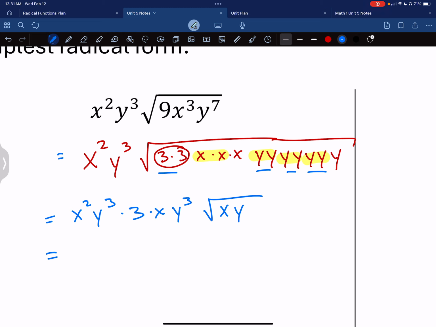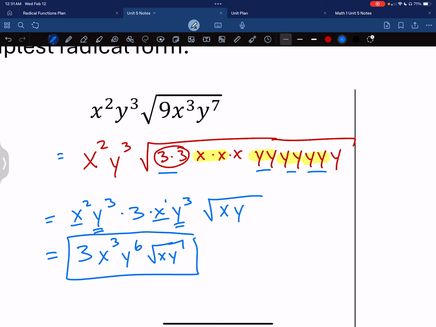We are just going to simplify all this. I only have one constant, one coefficient. We have 3. We have x squared and x to the first power, so this could be x to the third power. And I have x to the third power, y to the third power, and y to the third power. So we're going to end up with y to the sixth power times the square root of x times y. At this point, we are done. Looking for pairs, bring it out. Once you have them all out, simplify that.